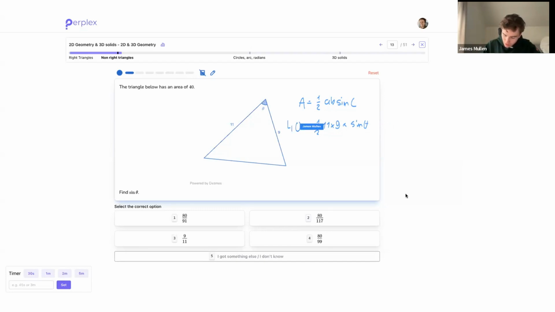All right? So what I'm going to do, I'm going to bring this 1 over 2 to the right-hand side by multiplying by 2, and I'm going to get 80. And then 11 times 9 is 99, so I'm going to divide by 99, and that's going to give me sine of theta. And we don't actually have to use the calculator because we just want to find what sine of theta is, and we have done that. So 80 over 99, that's option 4.